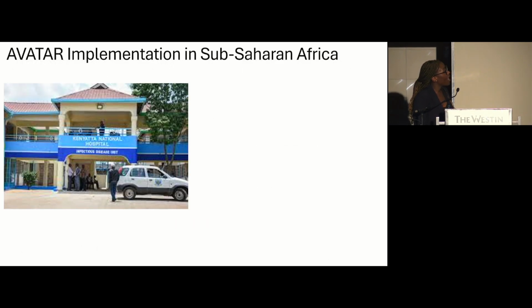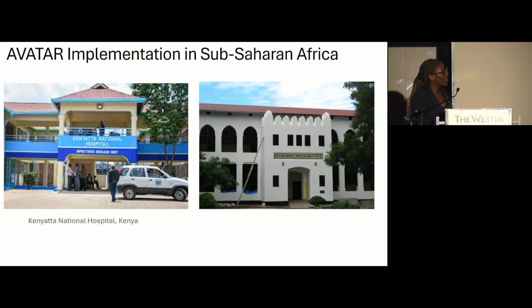Okay, so Avatar implementation in Sub-Saharan Africa. In 2022, we deployed a device to Kenyatta National Hospital in Nairobi, Kenya. And after that, we also deployed one to Dr. Moya's team at Ocean Road Cancer Institute in Dar es Salaam, Tanzania.